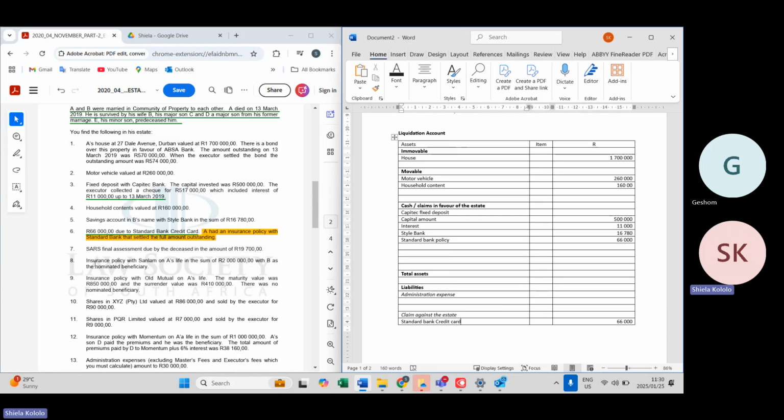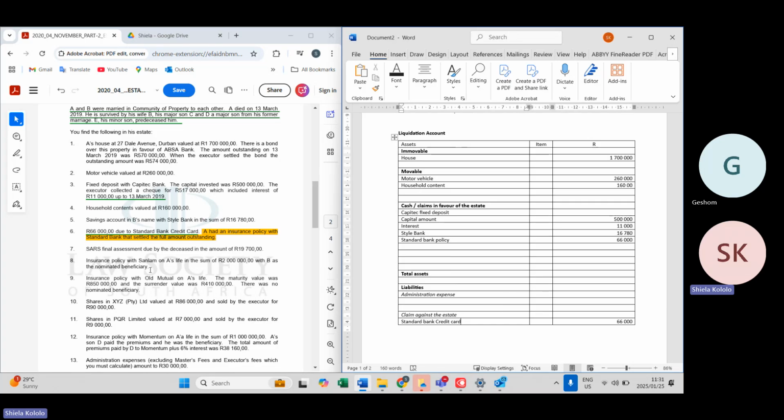liquidation account. So yes, maybe you might find it confusing because they are married in community of property, but the principle in liquidation is that any policy that has a beneficiary, the moment you see it says nominated beneficiary is B, then you know that this one you are going to skip because there's a named beneficiary. Just refer to my notes. Anything with a beneficiary, we do not put it in our liquidation account because it has a named beneficiary. When it pays out, it pays directly to the person. Okay, and then we're going to move on.